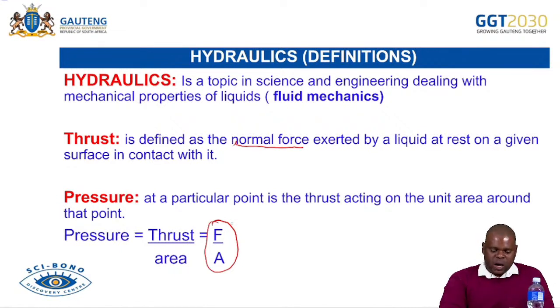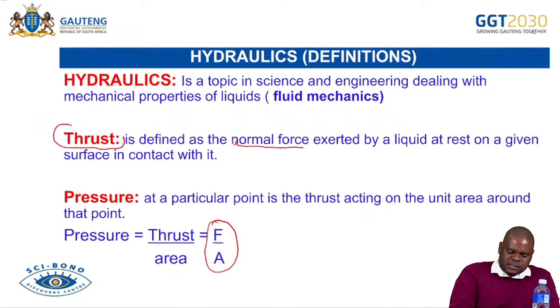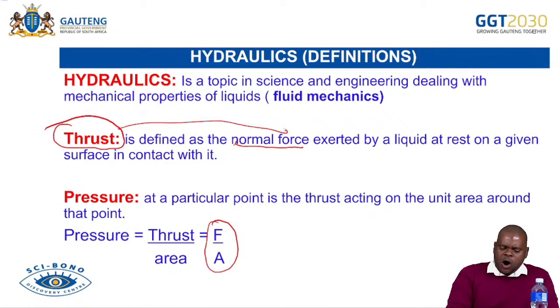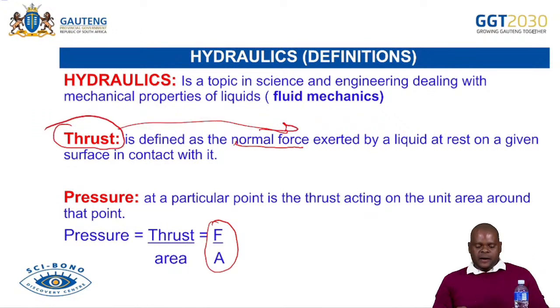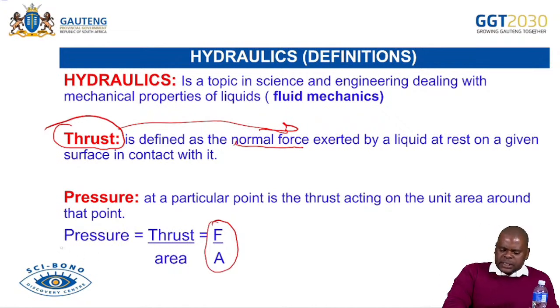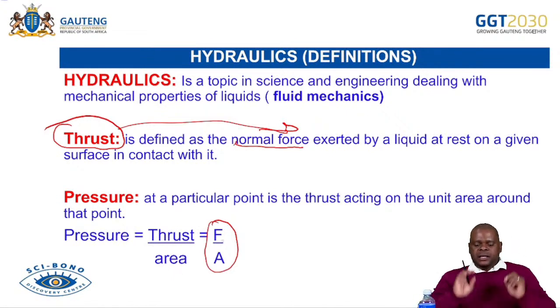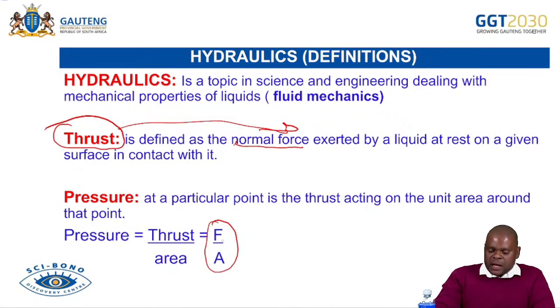Are we together, grade 12s? And then remember, what is a thrust? Thrust is a force. That is why here we say a pressure is equal to thrust divided by area. It's a force divided by area. Are we together, grade 12s?